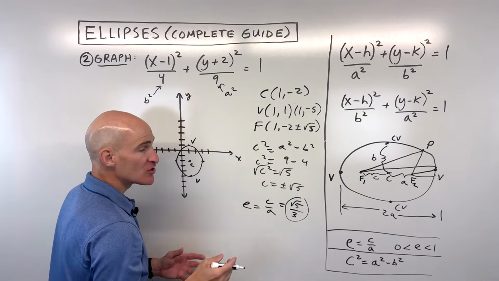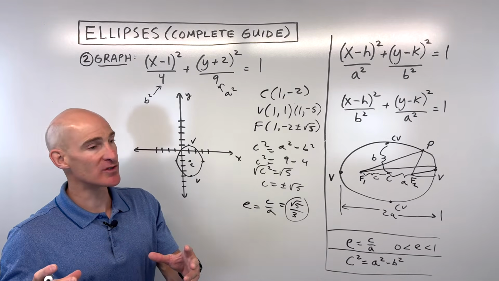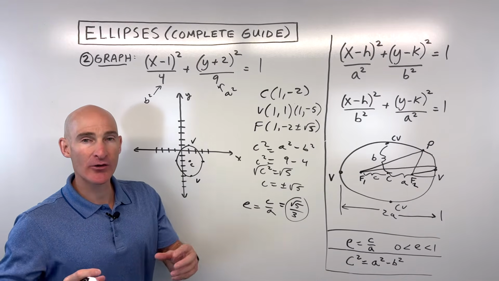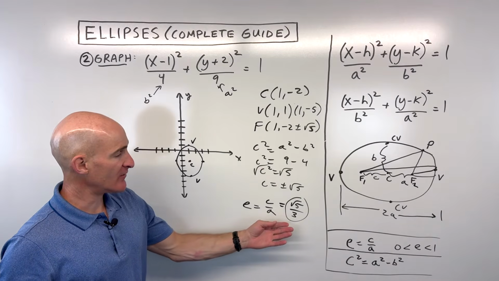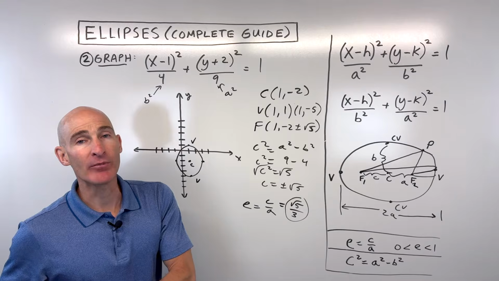And if you were comparing two ellipses, you could get a sense of which one was rounder and which one was more stretched out, or eccentric. It just gives us a little bit of an indication, again, of the shape of the ellipse. Let's take a look at another example.